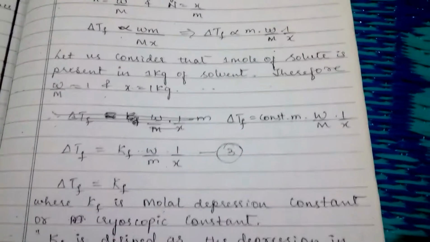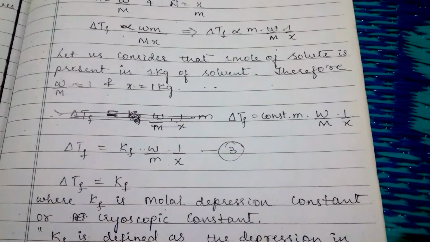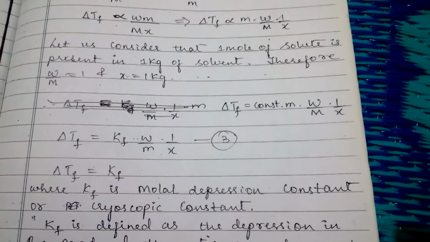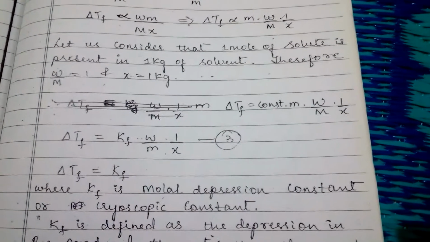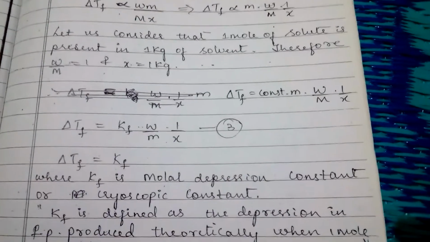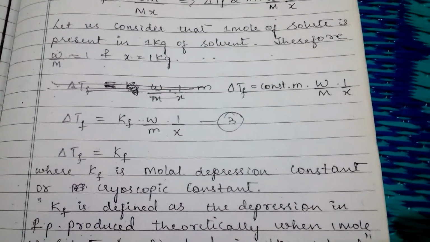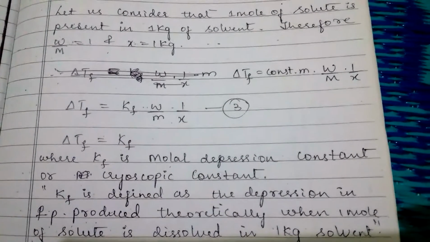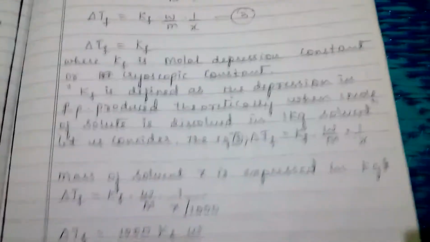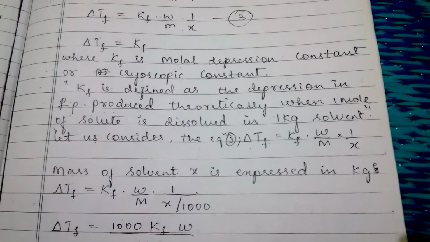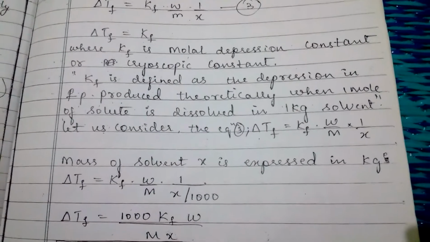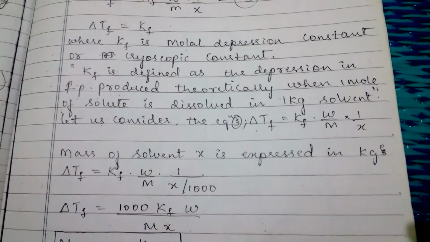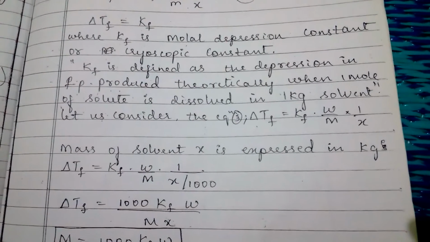Let us consider that 1 mole of solute is present in 1 kg of solvent. Therefore, W by M is equal to 1 and X is equal to 1 kg. The above equation becomes delta Tf is equal to constant into m into W by M into 1 by X. Delta Tf is equal to Kf W by M into 1 by X. Call it equation 3. After reducing W by M as 1 and X as 1, the equation reduces to delta Tf is equal to Kf, where Kf is the molar depression constant or cryoscopic constant. Kf is defined as the depression in freezing point produced theoretically when 1 mole of solute is dissolved in 1 kg of solvent.